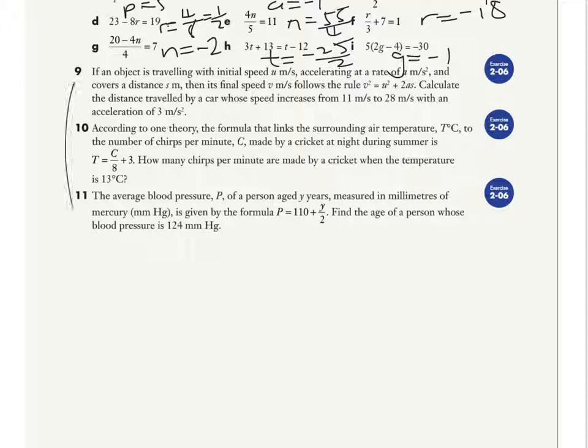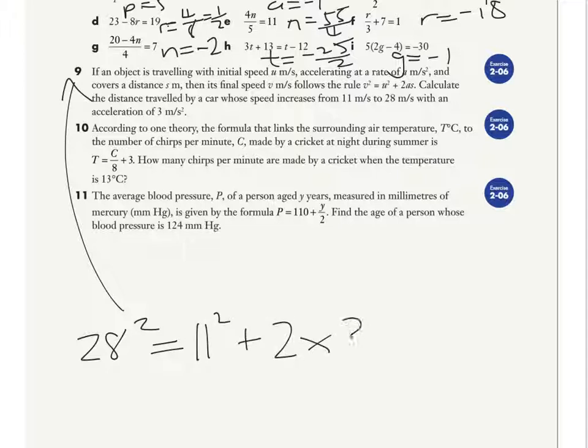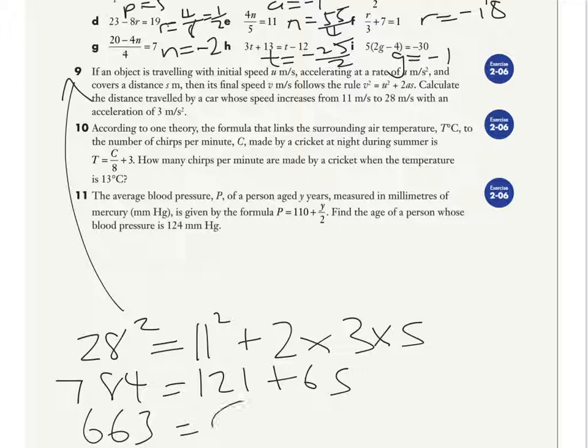Okay, 9. Alright, V will be 28. That is the new initial is 11. 2 times 3 times, we don't know S. Okay, 784, 121 plus 6S. Take away 121 from both sides, and we get 663 equals 6S. Divide by 6 on both sides. Switch it around, S equals 110.5.